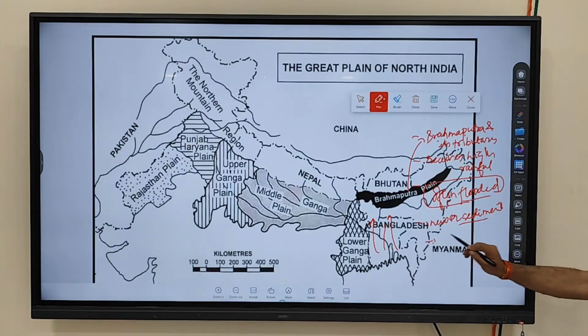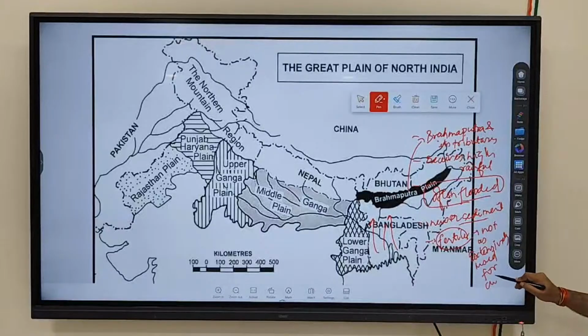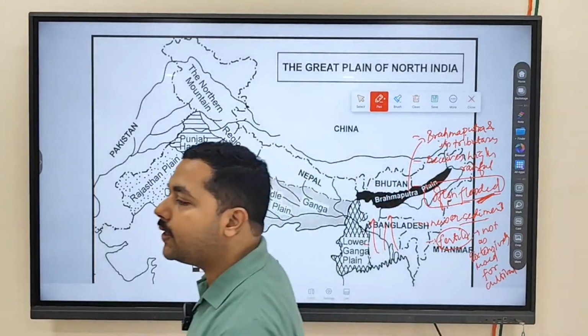And because of these newer sediments, what is going to be there? Soils are very fertile, but they are not as extensively used for cultivation as you find in the Gangetic Plain, this region. Why? Because of flooding. Because of the flooding, soils are very fertile but not as extensively cultivated.